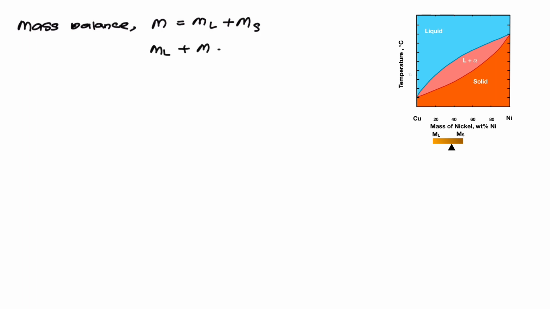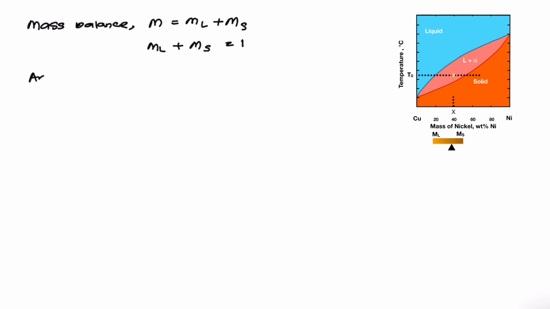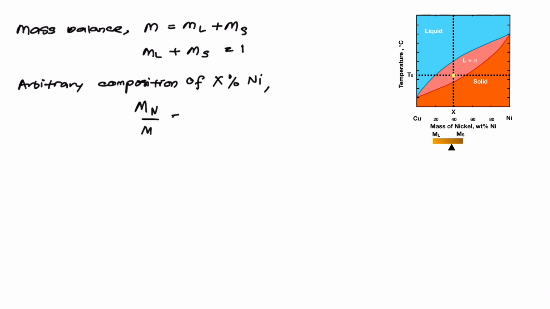If we consider a mass balance, the total mass M, which consists of a solid phase and a liquid phase, is equal to ml plus ms. Since there are only two phases, the sum of the phases must equal the total mass of the alloy. If we assume an arbitrary alloy composition of X% nickel, we can say the mass of nickel over the mass of the alloy gives us our mass fraction of nickel.